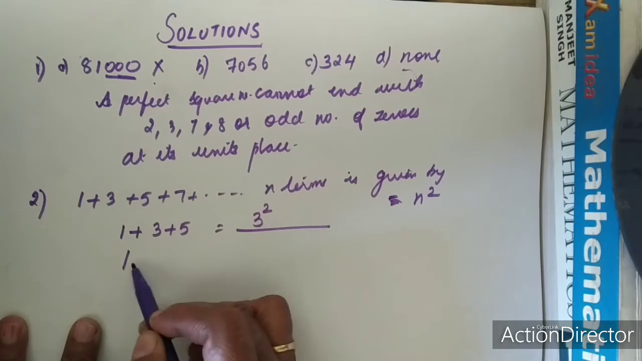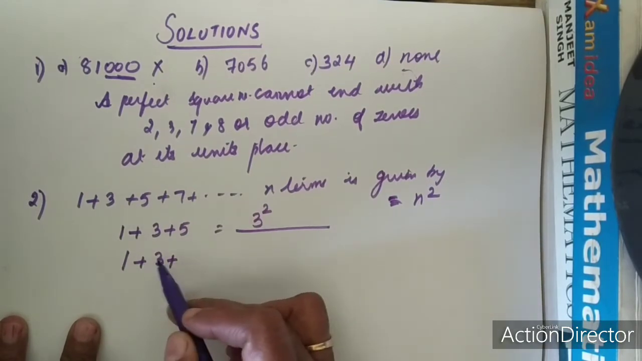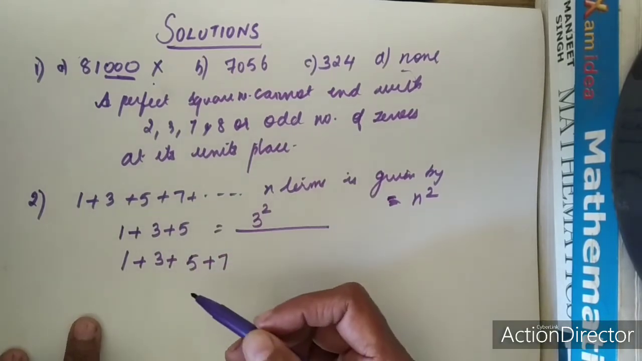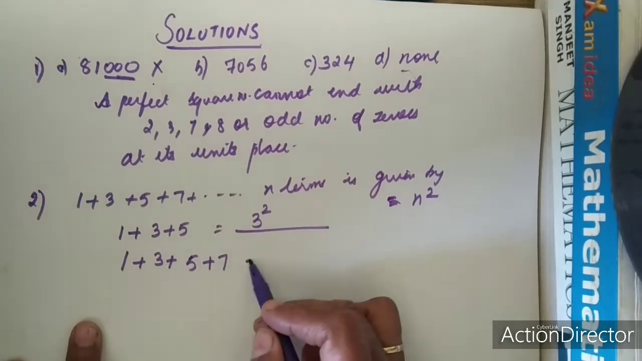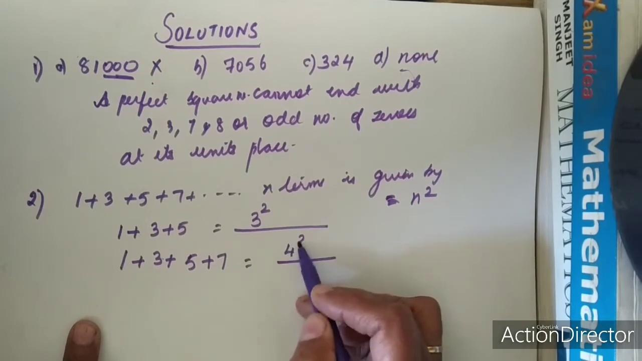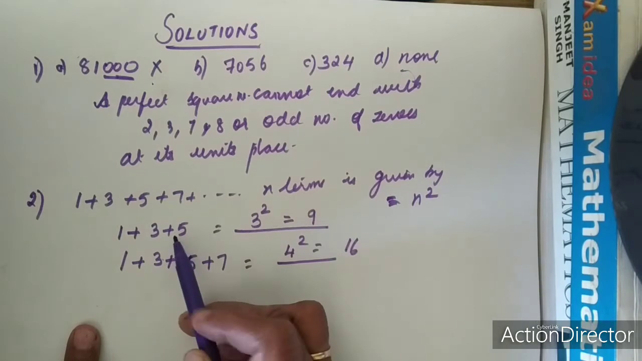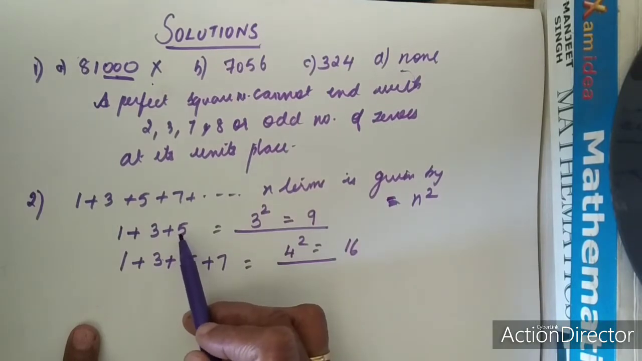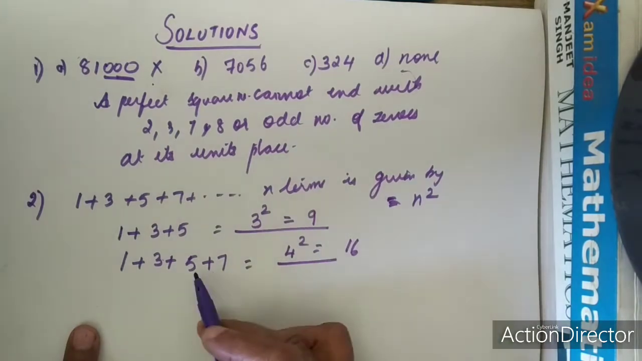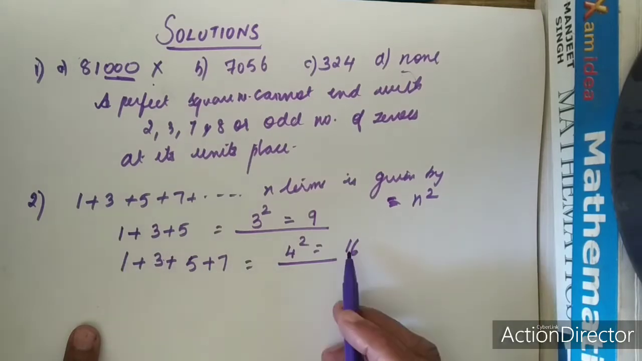Suppose if I have 4 odd numbers, 1 plus 3 plus 5 plus 7, you should have continuous, that is consecutive, odd numbers, then my answer will be 1, 2, 3, 4. So the answer will be 4 square, which is equal to 16. Here 3 square is equal to 9. So you can add these numbers and see 5 plus 3, 8, 8 plus 1, 9. Similarly here 7 plus 5, 12, 12 plus 3, 15, 15 plus 1, 16.